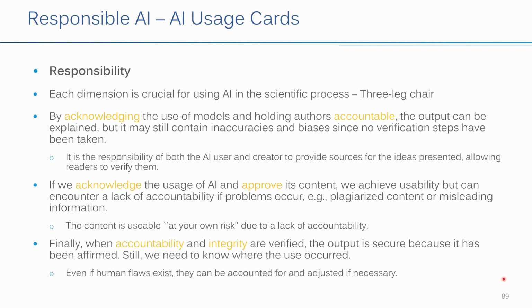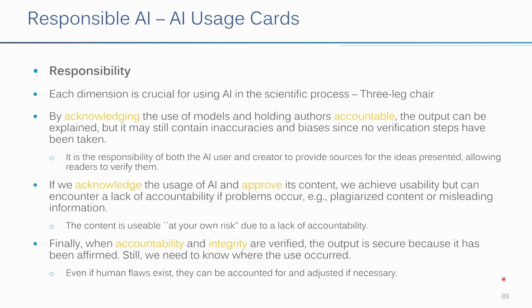We know that someone approved that, but we don't know who approved that, or who devised the model, for example. Then that can definitely be a problem, for example, in plagiarized content or misleading information and so on. So with acknowledgement and approval, the content can be used at our own risk due to the lack of accountability, in a way that you can use it, but no one would take responsibility for the outcome.